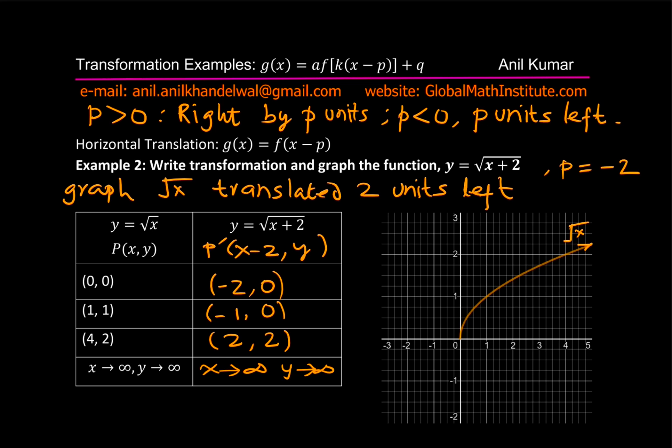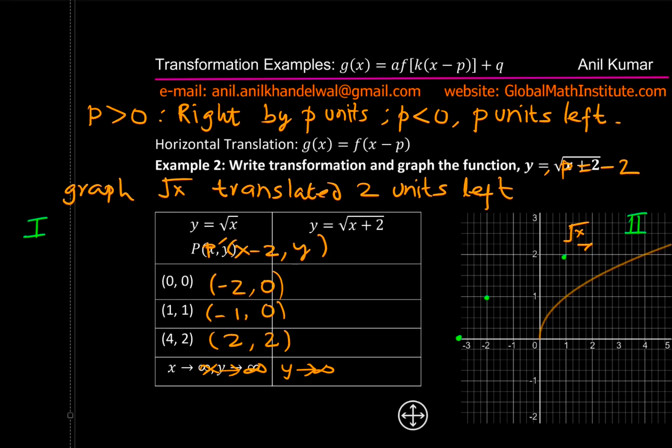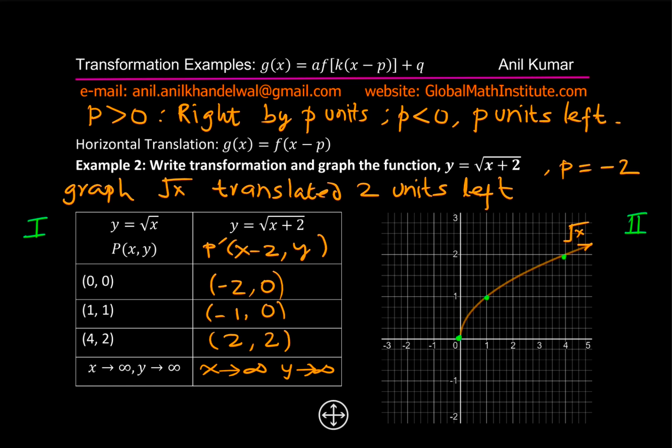Now here is an alternate method. So one is to use the image points, right? The second is to use the graph. So in the graph, let's identify the critical points. One was at (0, 0). The other one is (1, 1). Then the square root of 4 is 2. What we are really doing here is moving each point 2 units left.